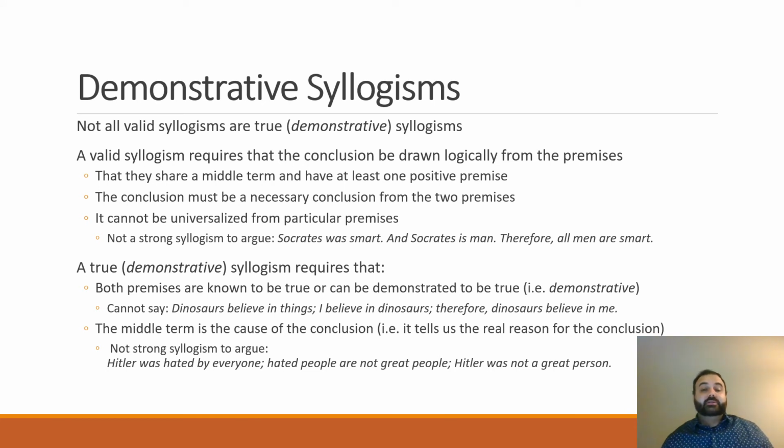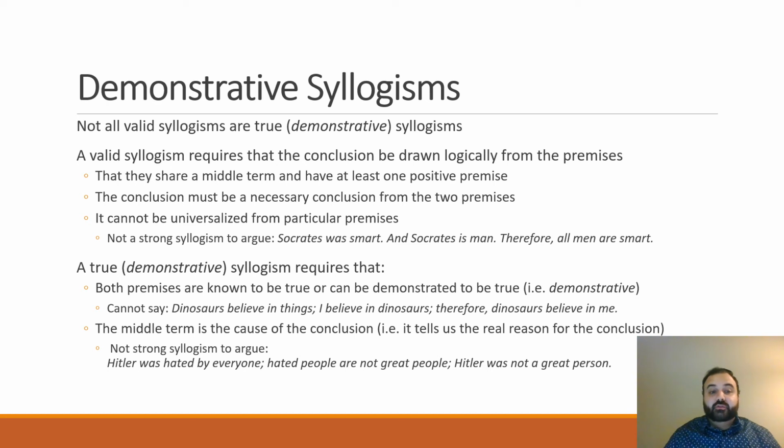To say a syllogism is demonstrative is that the premises in it can be proven to be true. A valid syllogism requires that the conclusion be drawn logically from the premises. In other words, that the conclusion can be supported by the evidence logically. They have to share a middle term that has at least one positive premise, as we just went over. The conclusion must be a necessary conclusion from the two premises, and it cannot be universalized from particular premises. In other words, remember the fallacy of you can't argue from the part to the whole?